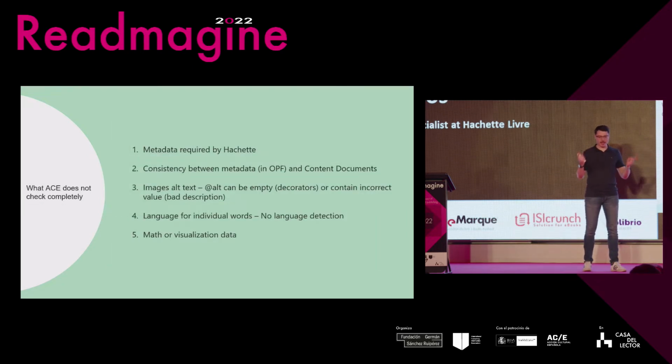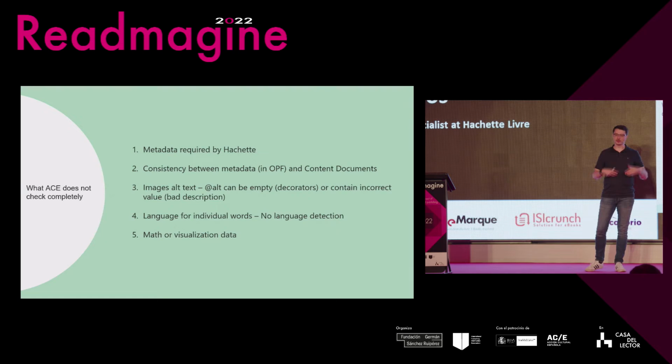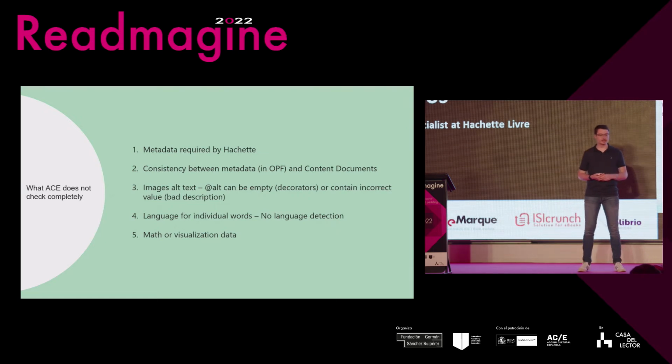The problem with ACE is that some important information is not checked or not completely checked by ACE. For example, at Hachette, we love to be very specific. We have specification for that. And there's some requirements for accessibility and for quality. And we want to check this information within EPUBs.